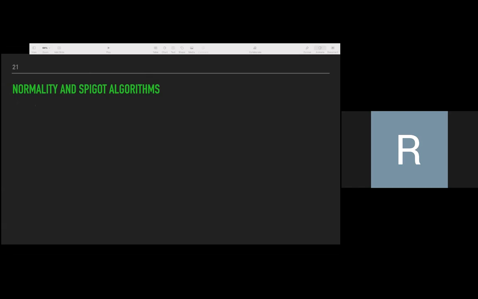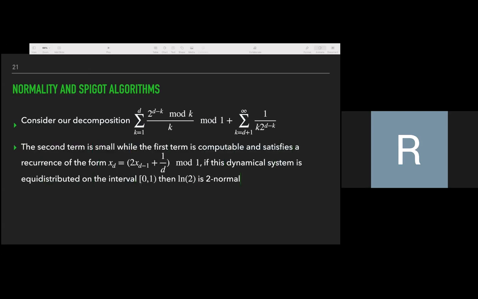It's interesting that, in fact, we can get results on normality from the Spigot algorithms, and this can be seen because the first term in this decomposition for our digit extraction is a lot bigger than the second term. It determines the position.